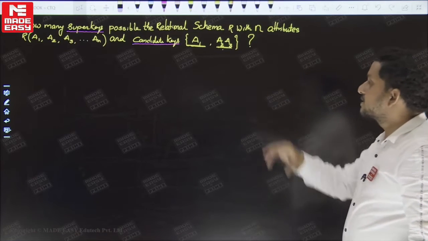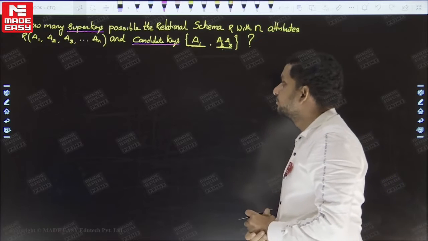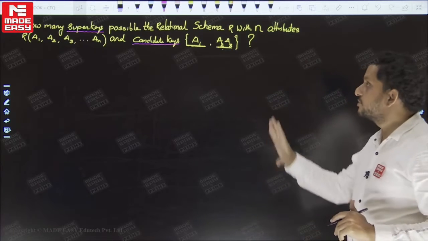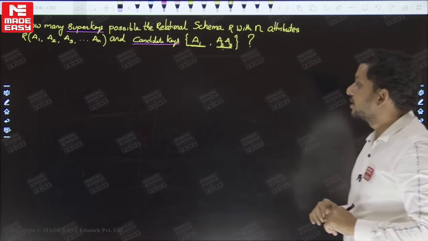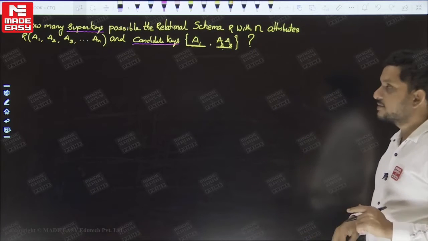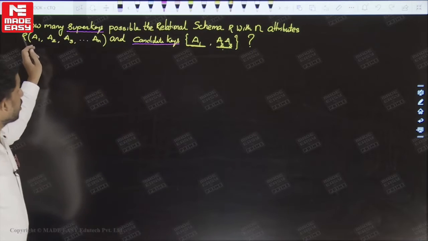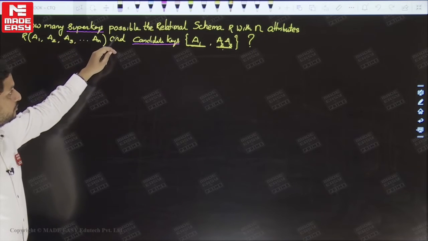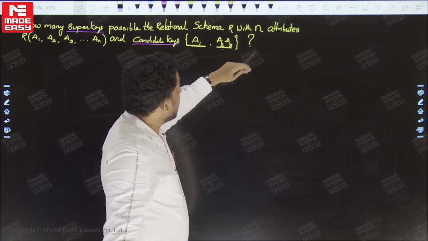Let's come back to this problem by using the concept of super key as well as candidate key. So here the question is, how many super keys are possible in the relational schema R with n attributes?